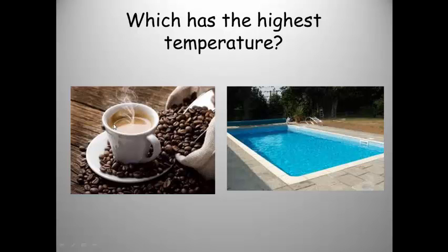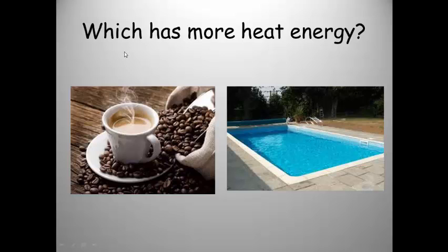Yeah, which one has the highest temperature out of the coffee and the swimming pool? Okay, obviously it's the coffee, probably about 80 degrees, and the swimming pool, let's just say 10 degrees. Now, if I ask you this question, which one has more heat energy? Some people would have thought coffee has more heat energy, but it doesn't. The swimming pool would have more heat energy, even though the coffee is at higher temperature.